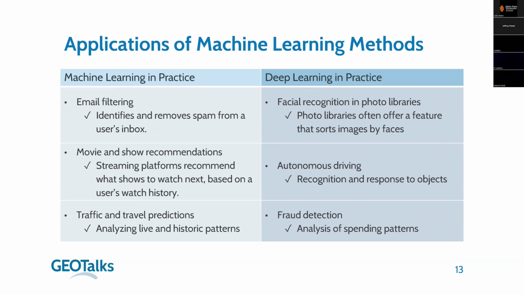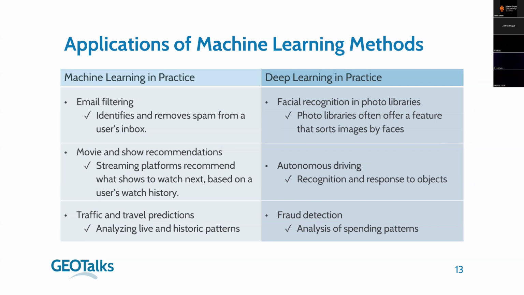To get a bit of a feel for how this looks every day before we look at it geospatially, we can think of things like spam removal in our email. I alluded earlier to your streaming platform recommending shows, and Google Maps or Apple Maps analyzing traffic patterns and giving you suggestions on routes to take. All of that is machine learning powered.